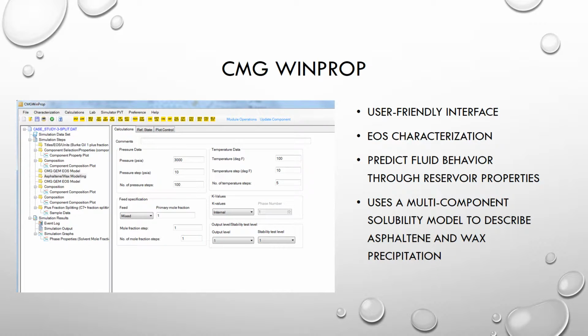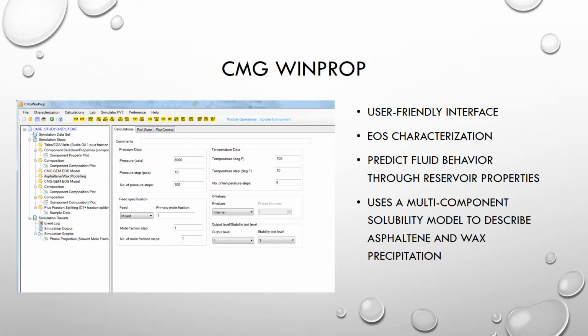WinProp is an equation of state modeling tool for accurately describing phase behavior of fluids in the reservoir. It is a high-level calculation engine that uses fluid property inputs to predict fluid behavior. In our case, this behavior is the deposition of wax and asphaltene. The use of WinProp allows operators to understand the phase behavior of the reservoir to pinpoint potential problems so that solutions for mitigation can be determined before a problem begins or so a current problem can be remediated.